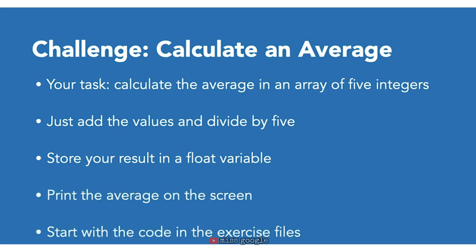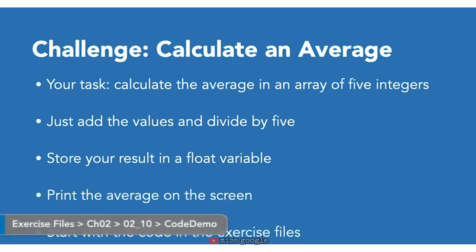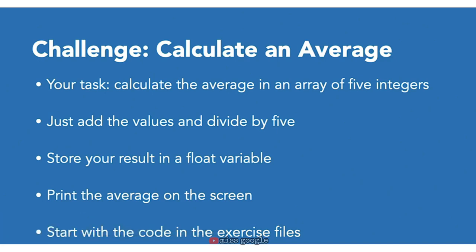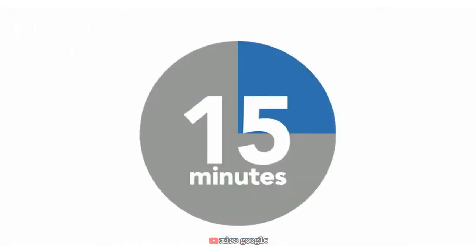Feel free to start with the code provided in the exercise files, which contains the declaration of the array and the floating point variable, and also the line to print the results. This way, you can concentrate on the calculation of this average. This challenge shouldn't take you more than 15 minutes. So have fun and watch the next video for my solution.